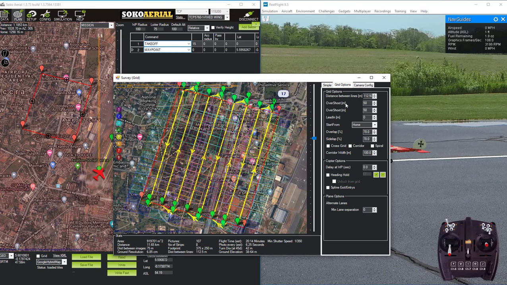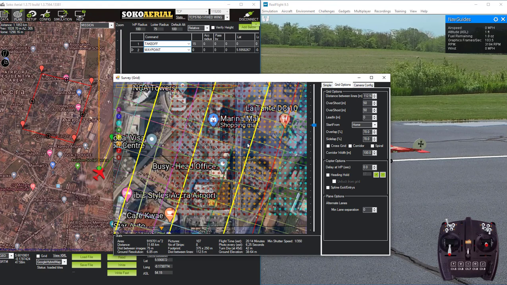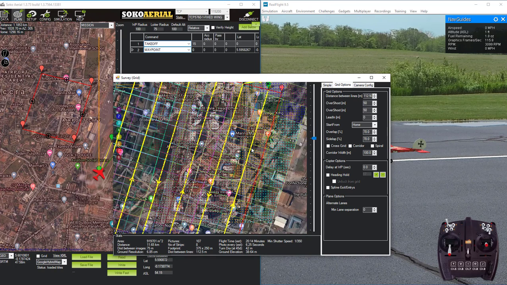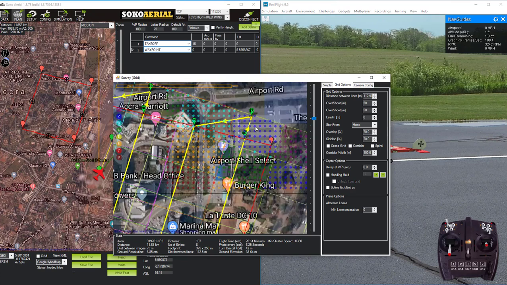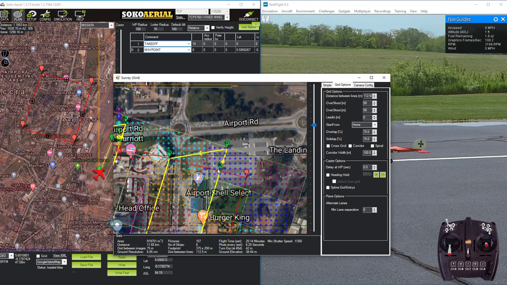So here we have the distance between the lines. That's basically the distance between this and that. We also have the overshoots. So the overshoots are when the aircraft is making the turn into the next waypoint. How far should it overshoot in terms of making that turn into the new strip? And here we're going to start from the home point.